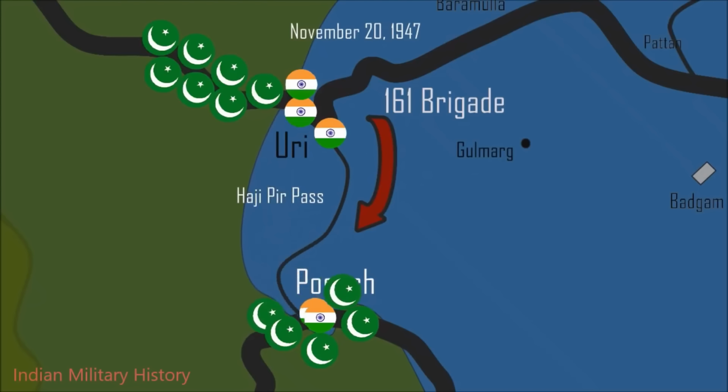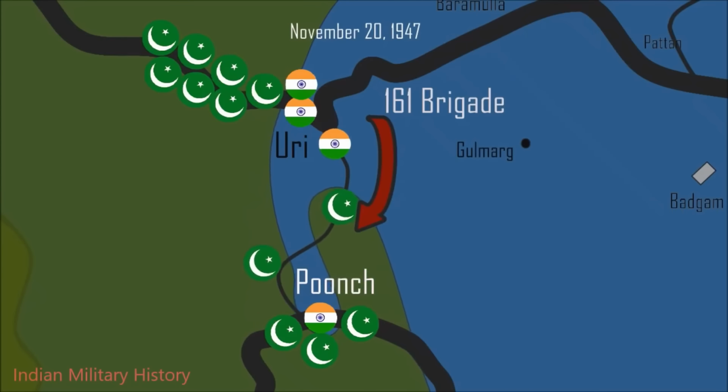The second section, unfortunately, was ambushed by the enemy and suffered heavy casualties. They had to retreat back towards Uri. Subsequent reinforcement attempts from Uri could not break through the enemy over to Poonch. The enemy, with their heavy concentrations in the region, occupied all the important features around Poonch and laid the siege on the town.